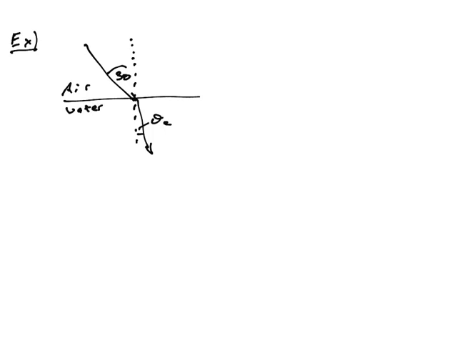So what do I do? I use Snell's law. N1 sine theta 1 is N2 sine theta 2. What's going on in the system? I'm going from air, so all the 1 stuff is air, to water. All the 2 stuff is water.